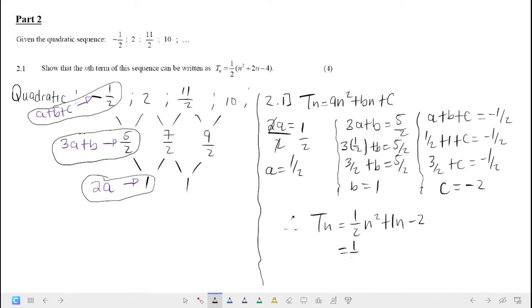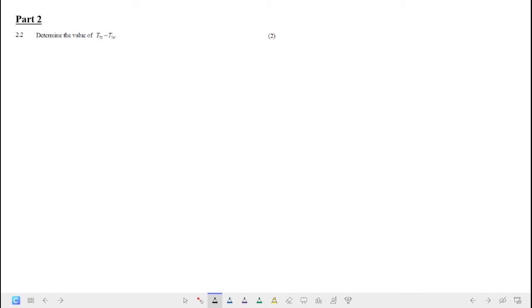Now simplifying this, we're going to take out the common factor 1 over 2, then it's going to be n squared plus 2n minus 4, and that is going to be our final answer. Now let's go ahead and jump into 2.2. Now 2.2 says let's determine the value of t75 minus t74.